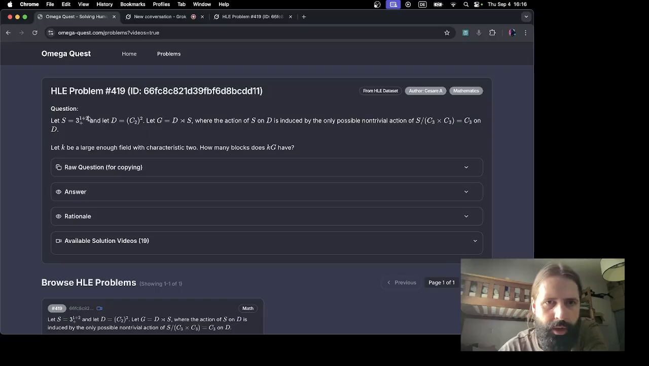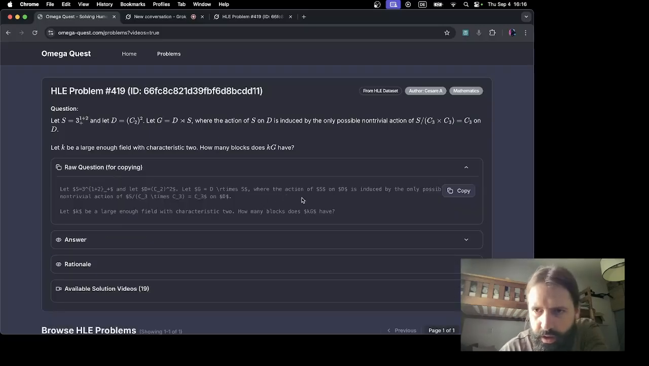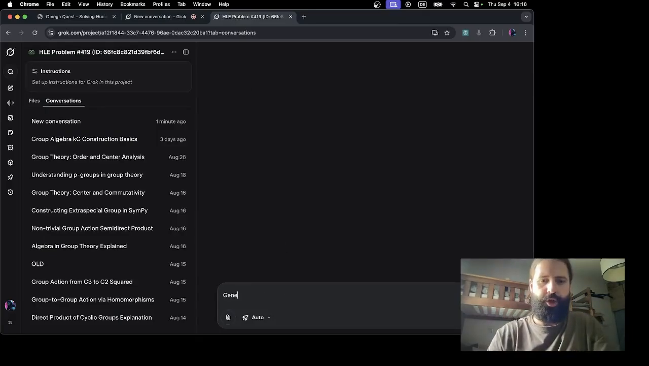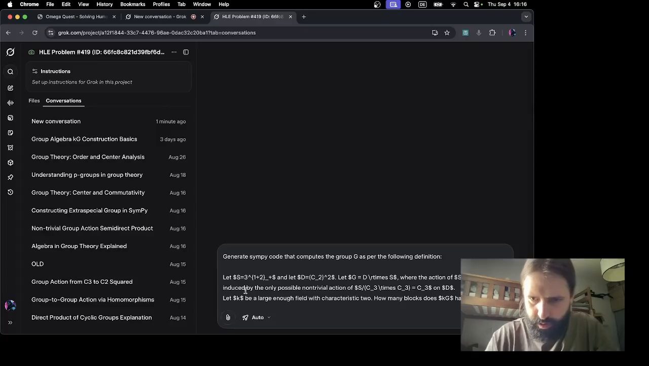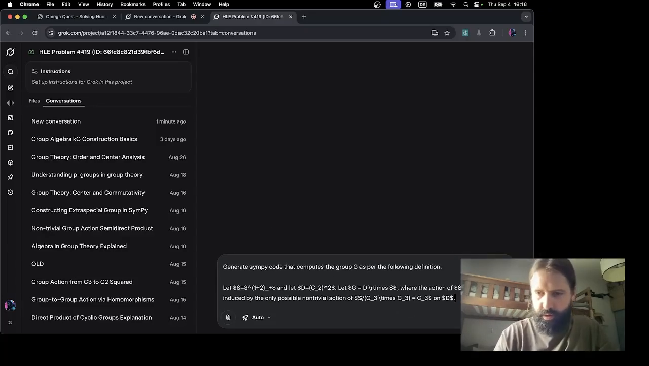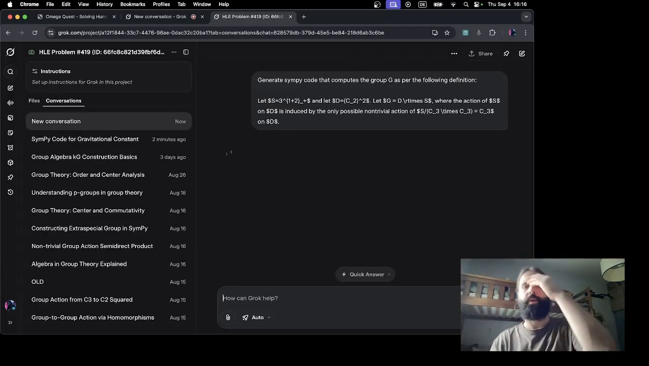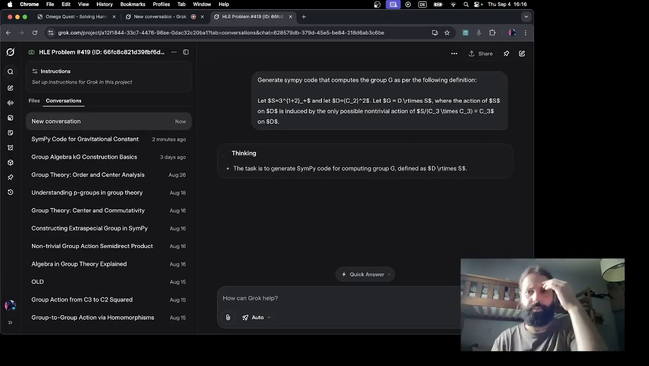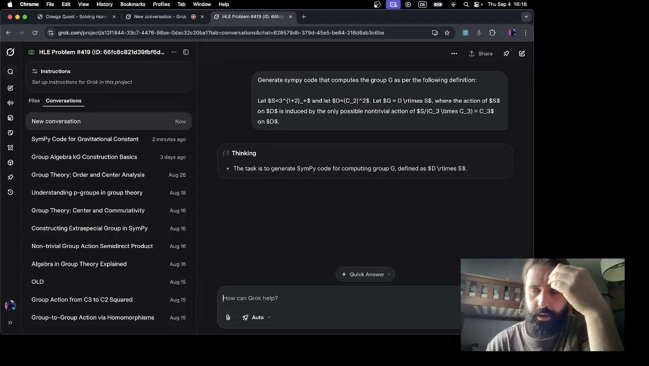I'll see if I can actually generate it again. Give me the code. So let's take these and copy, and I'm going to ask it to generate SymPy code that computes the group G as per the following definition. I believe it did actually quite well just with that.